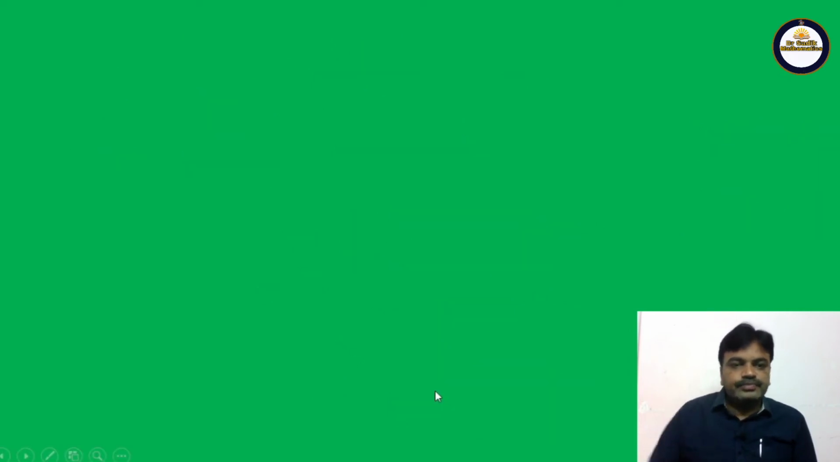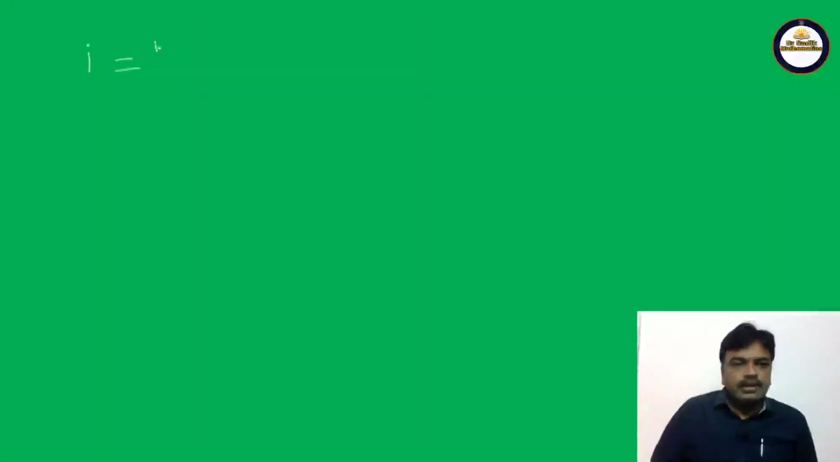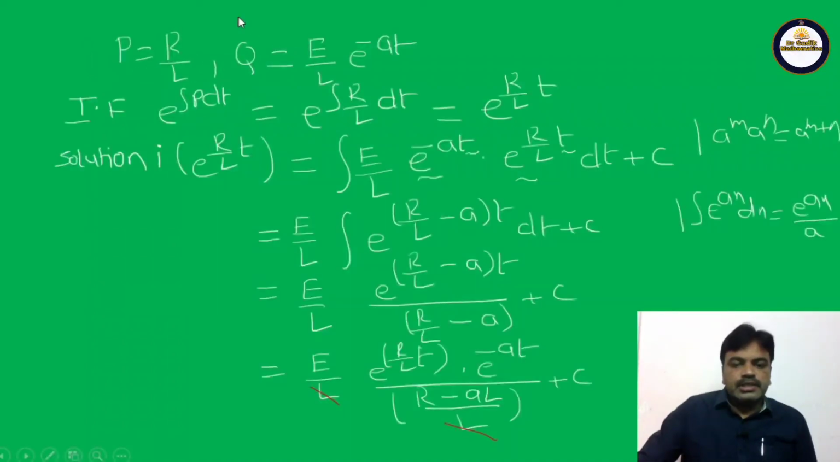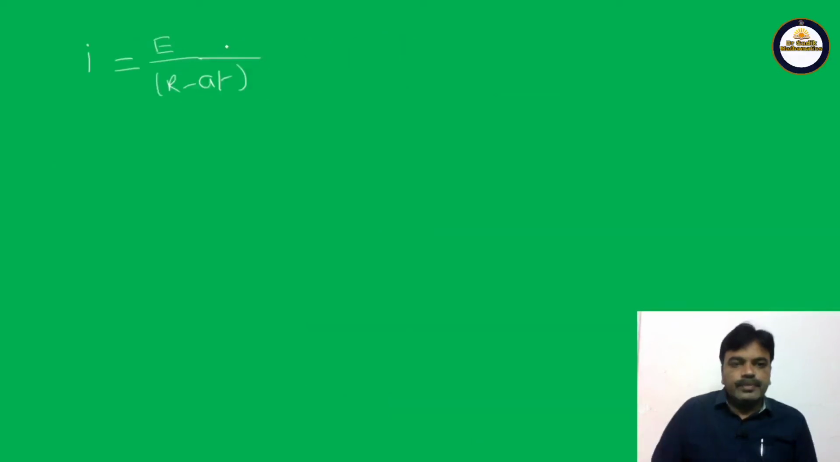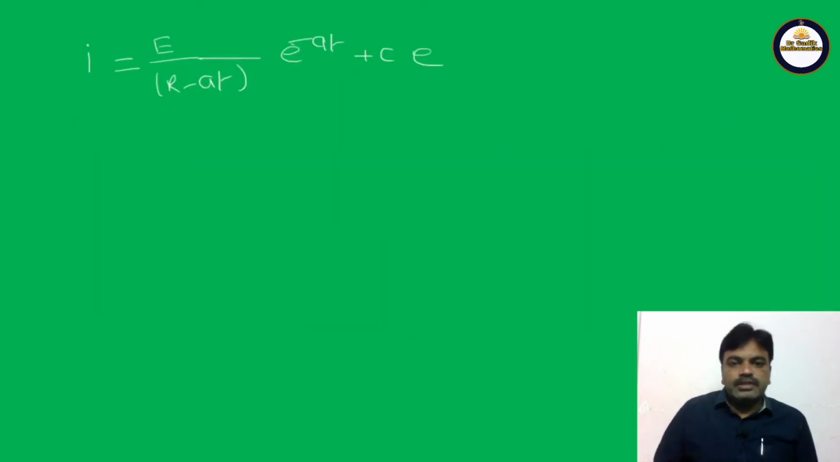Finally we get here I that is equal to e by (r minus aL), e power minus at plus c into, we divide with e power r by L into t, so generally we get here c by e power r by L into t, so that we get here e power minus r by L into t, friends, taking it in the numerator, so that we get this value.